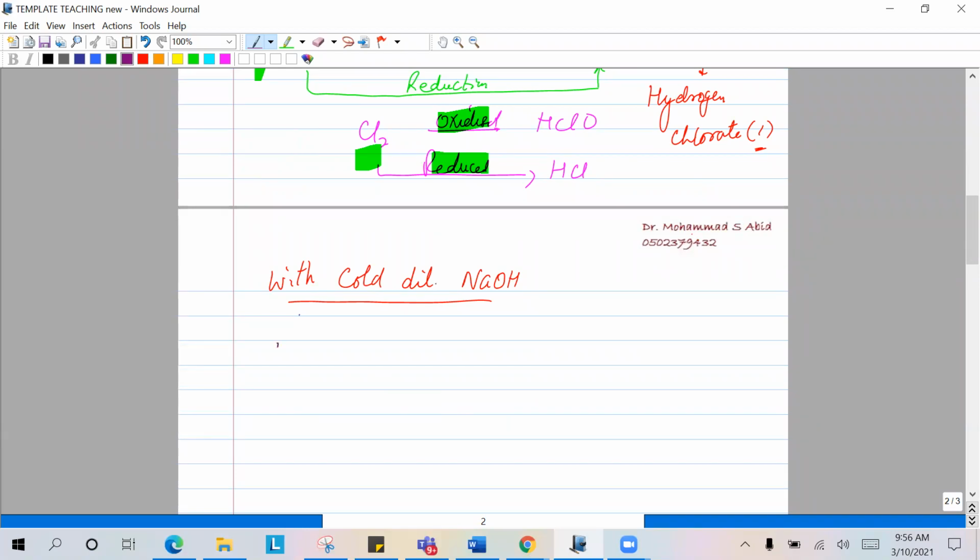So if you have chlorine, which is a gas, and you react it with aqueous NaOH, it forms NaCl, NaClO, and H2O. And if you want, you can balance it.